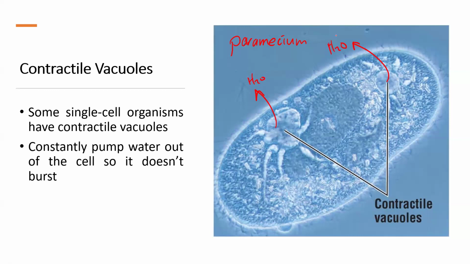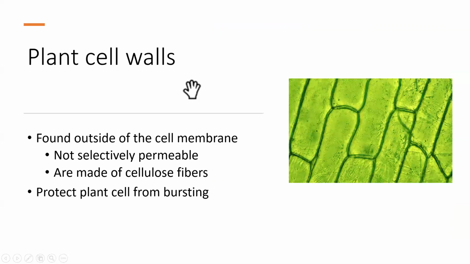We do not have these things, okay? It's only found in some of these protists. There's another structure that plant cells have that we don't have. They are called cell wall. It's not the first time we learn about the cell wall.